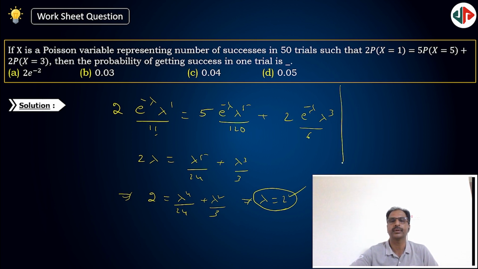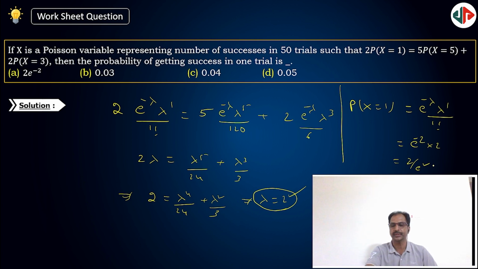And what is the question? Probability of getting success in one trial, that is p of x is equal to 1 is required, which is e power minus lambda into lambda power 1. So 2 by e squared, option A is the correct answer.